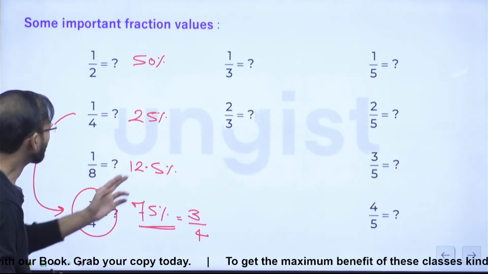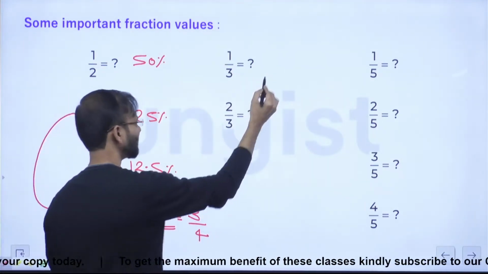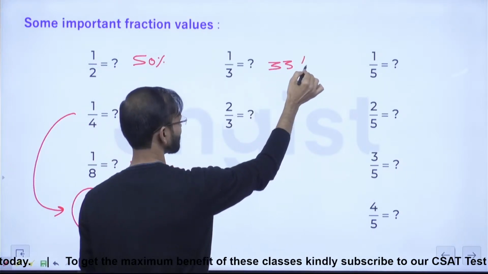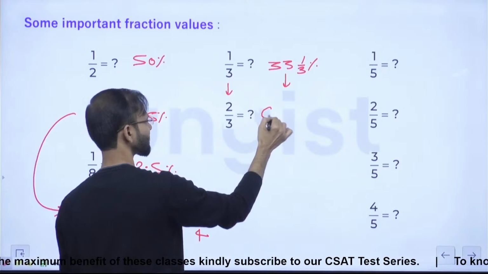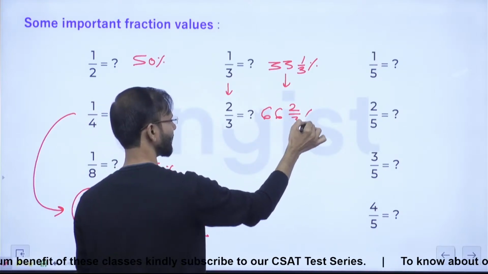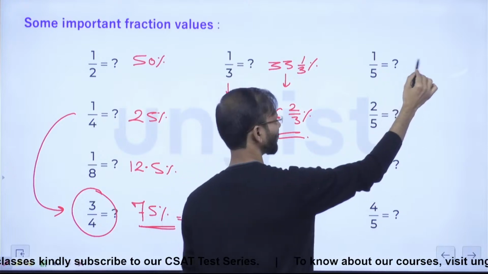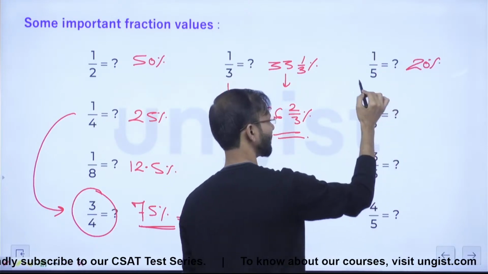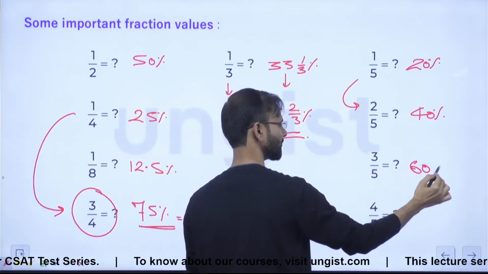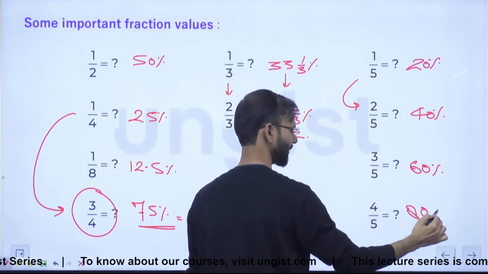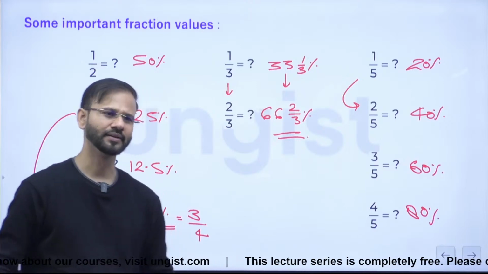Clear, guys? Now 1/3. 33.33, huh? Or 33 1 by 3%. Now twice of this will be what, guys? 66 2 by 3%. Everyone good? Now 1/5, 20. All of you. Double of this, 40. Triple of this, 4 times of this, 80. All of you clear? Right?